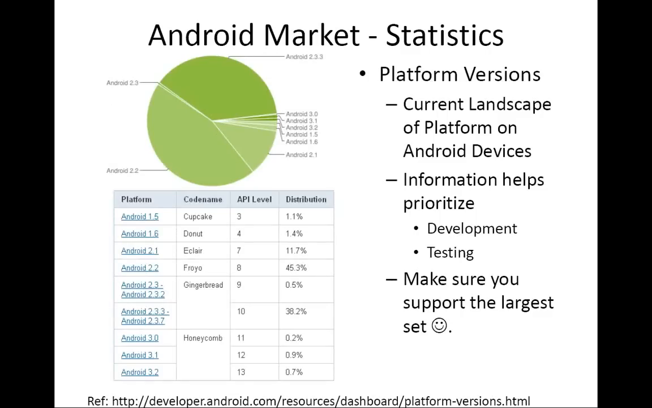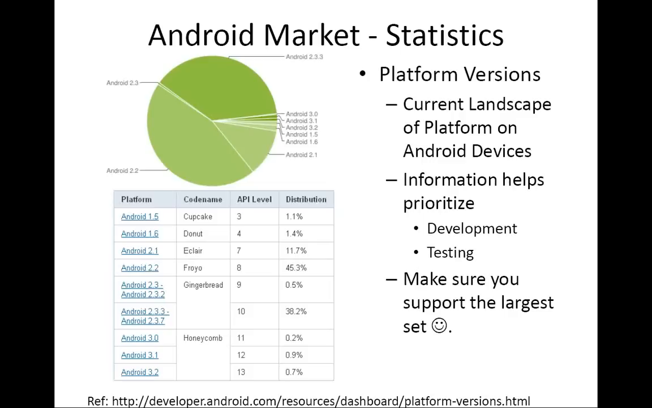Now, the interesting part about the Android market is that at a public level also a lot of statistics and information is available. So this particular screen and this information is very helpful. At the public level and also at the private level, for your own app, you get to know what is actually happening in the marketplace. So these are statistics around the platforms that are available and the distribution of those platforms by the number of phones that access the marketplace.